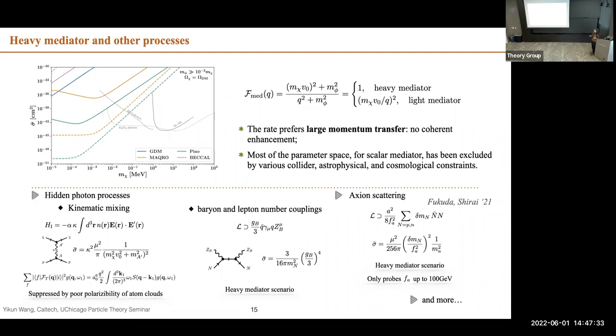And there is actually an interesting paper, which appeared in 2021, pointing out spin-independent scattering between the nucleon and axion-like particles. But we did the estimate, and again, it's not a very good probe. It only probes the PQ scale up to 100 GeV.